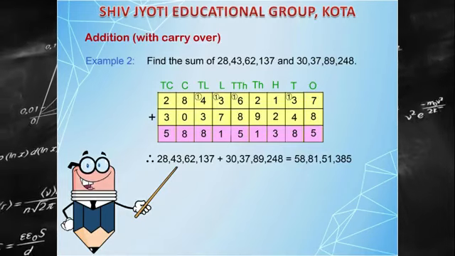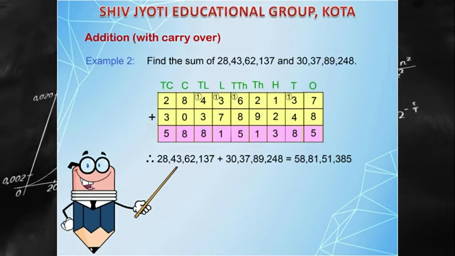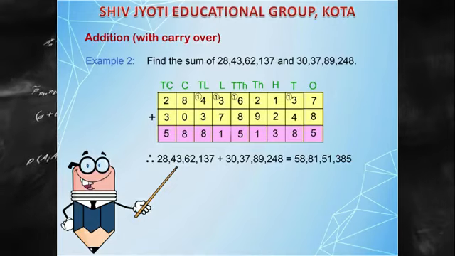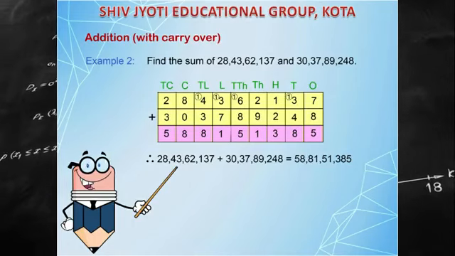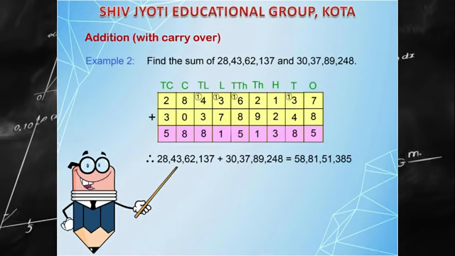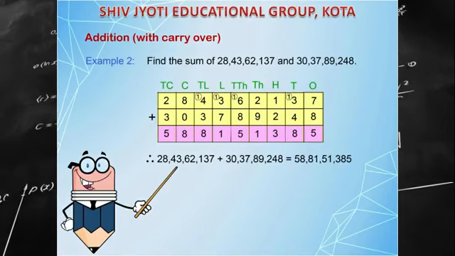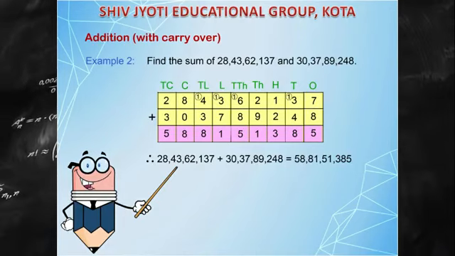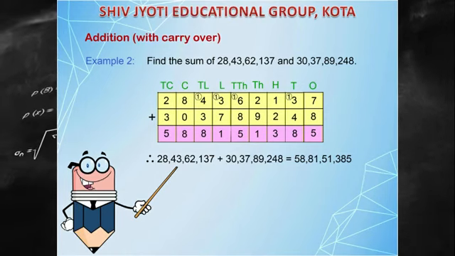Further, add the digit of 10 lakhs place. 1 plus 4 plus 3 equals to 8. Next, we will add the digit of crores place. 8 plus 0 equals to 8. And finally, add the digit of 10 crores place. 2 plus 3 gives 5. Hence the sum of 28 crore 43 lakhs 62,137 and 30 crore 37 lakhs 89,248 is 58 crore 81 lakh 51,385.